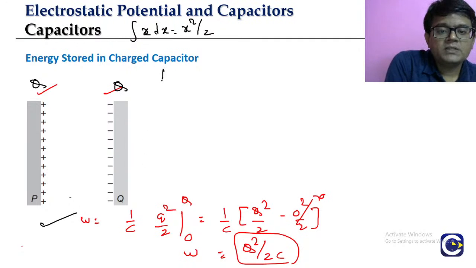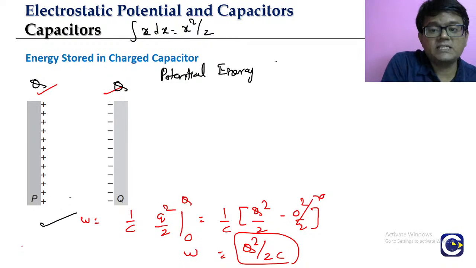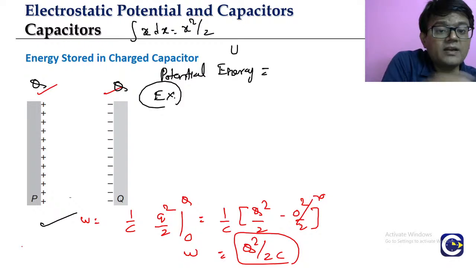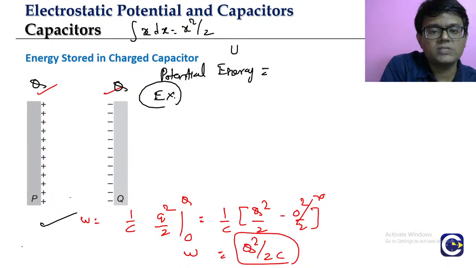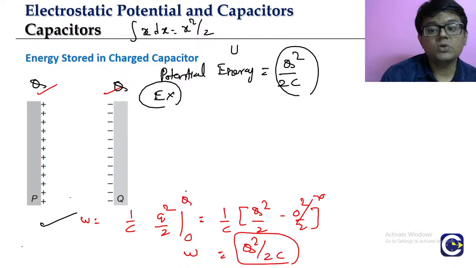So look, the potential energy stored by a charged capacitor will be equal to what? Generally we will represent this by the symbol U. Why we don't use the symbol E is because we generally avoid using E, since we are already using E for electric field. So we will use U. The potential energy of that charged capacitor will be Q square by 2C.